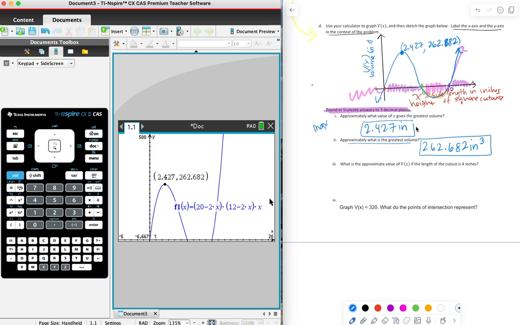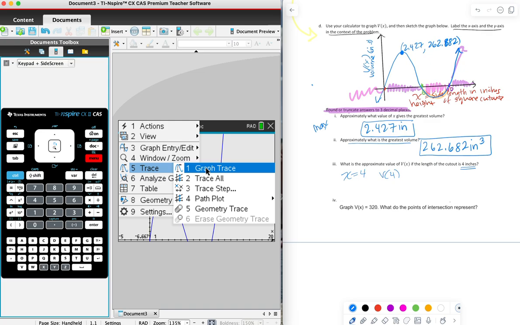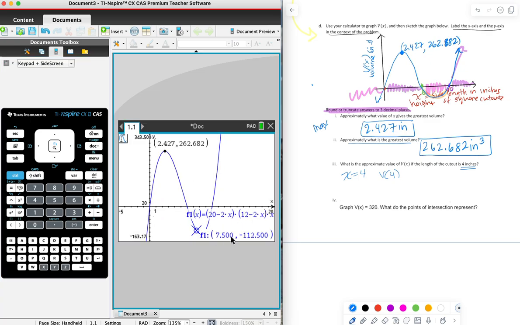All right, part 3 says, what is the approximate value of the volume if the length of the cutout is 4 inches? In other words, x equals 4, so we're trying to find the volume when x equals 4. There are 2 ways you can do that. One is to use graph trace. So I go back to my graph, go to my menu, go to trace, and go to graph trace. It gives me a point down here, but that's not the point I want. So I immediately just type in the number 4, and you see it down here.